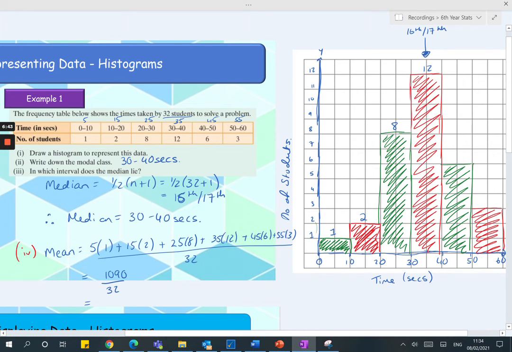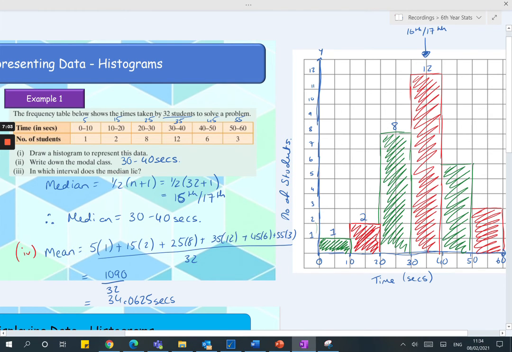which gives me a mean of 34.0625 seconds, which again we can see would fall between the 30 to 40 second interval. Now, so that's how we find the mean, the median and mode using a histogram. That's how we represent a histogram accurately.